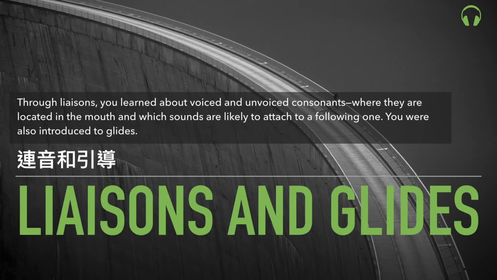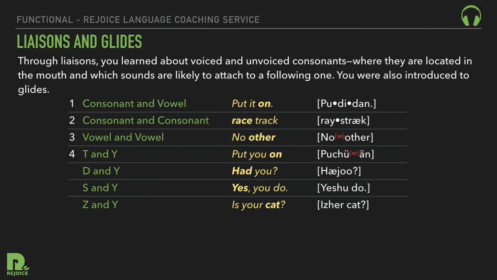Liaisons and glides. Through liaisons, you learned about voiced and unvoiced consonants, where they're located in the mouth, and which sounds are likely to attach to a following one. You were also introduced to glides. 1. Consonant and vowel. Put it on. 2. Consonant and consonant. Racetrack. 3. Vowel and vowel. No other. 4. T and Y. Put you on. D and Y. Had you? S and Y. Yes, you do. Z and Y. Is your cat?